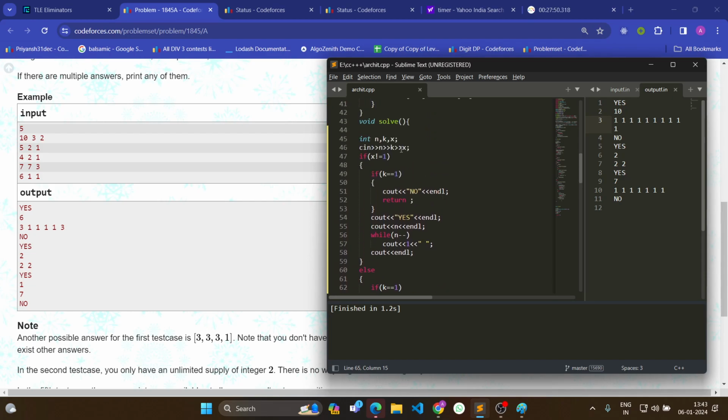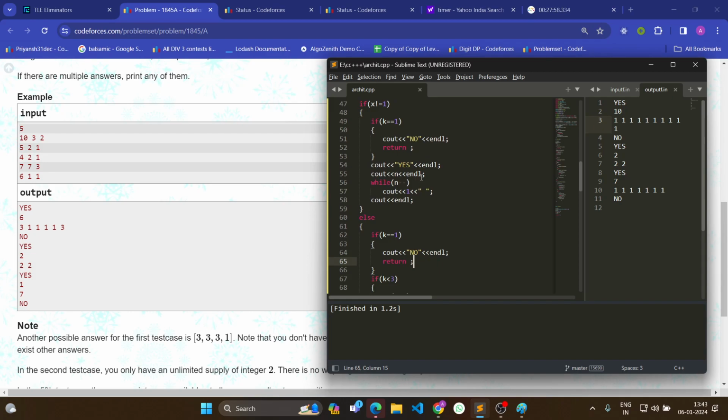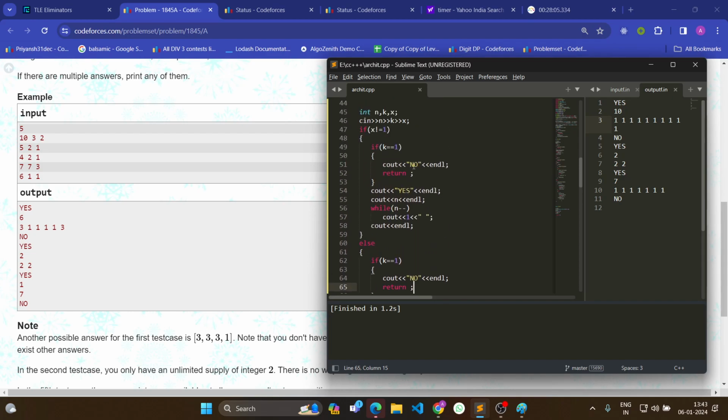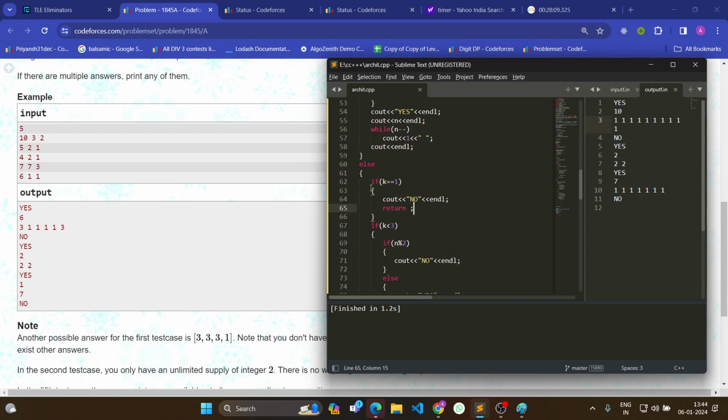Let's see, if x is not equal to 1, then the answer is always yes, apart from when k is 1, then we have no element. Okay, now we move on. If k is equal to 2 and x is not 1, then we can make it. Now if x is not 1, then k can obviously not be 1.